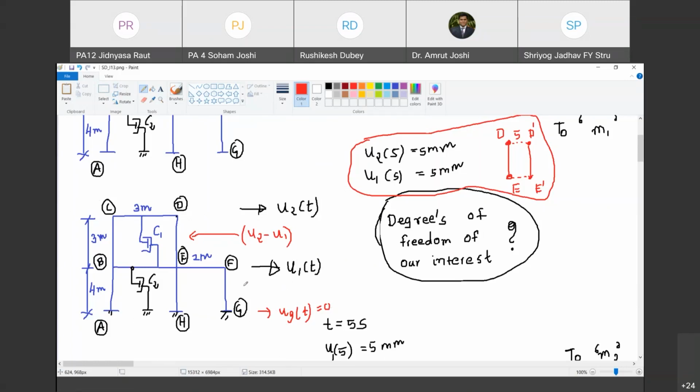So therefore, here also the responsible quantity for inducing stresses in columns FG, EH and BA is in fact a relative displacement, the relative displacement of the first story slab with the ground. But Ug being 0, it is only U1 that matters for inducing stresses in FG, EH and BA. Are you with me? Yes, sir.